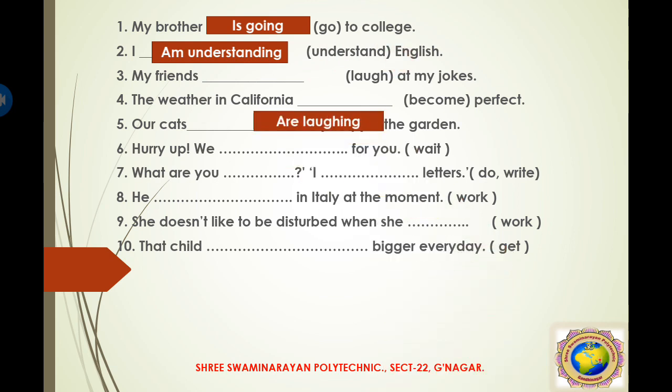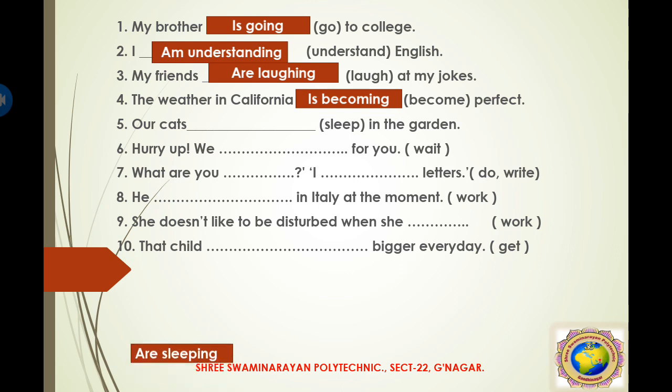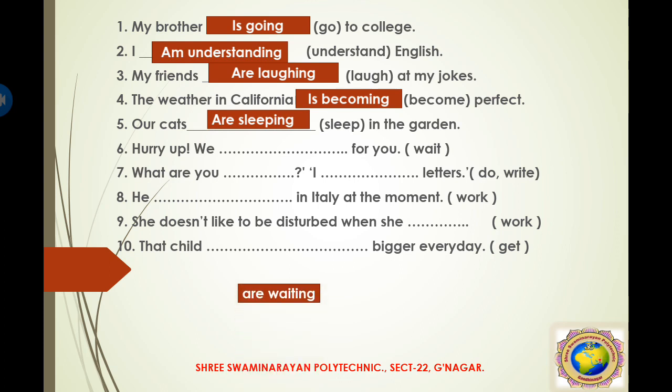Third one is: my friends dash laughing. So here are is used for the friends, plural form, and laugh means laughing. So this laughing is a present continuous form. The weather in California dash perfect. So we are using here become, third person singular, is becoming. Same way, our cats are sleeping in the garden. Hurry up, we means plural form, and we are using here are waiting.